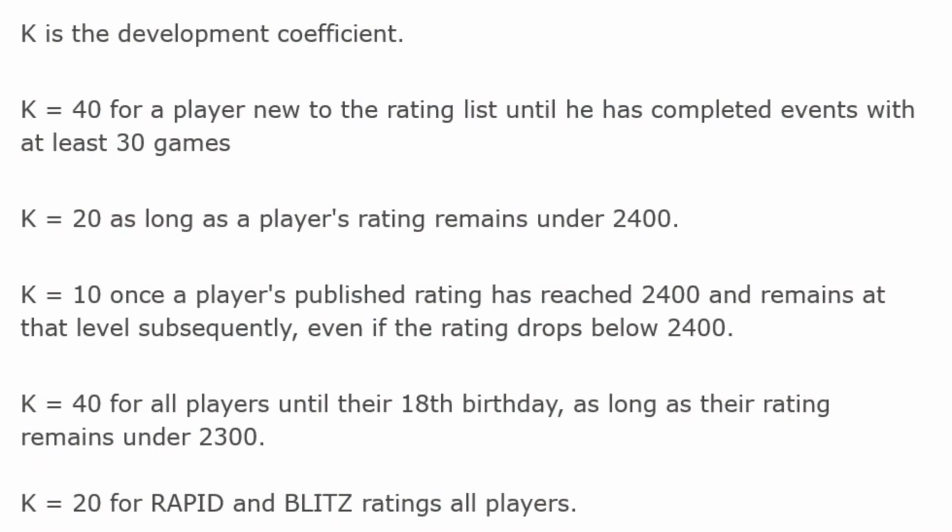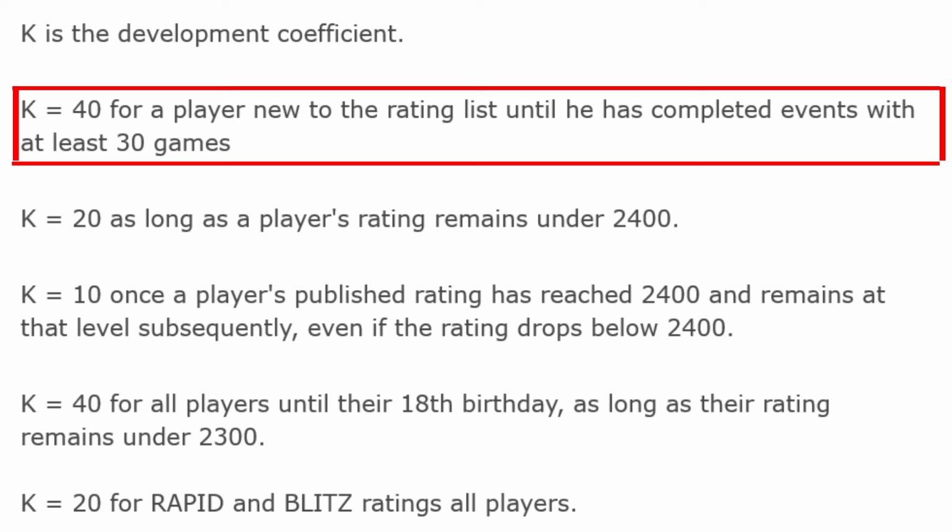Okay, so this was roughly how the K value works. But how do we know what the K value is for yourself? According to FIDE, K is 40 for a player new to the rating list until they have completed events with at least 30 games. The first part says that K will be 40 for a new player who joins the rating list. Let's say you just got a FIDE rating in a tournament. Then in the next tournament, your K will remain 40, and in that tournament as well. The latter part we'll see after some time.